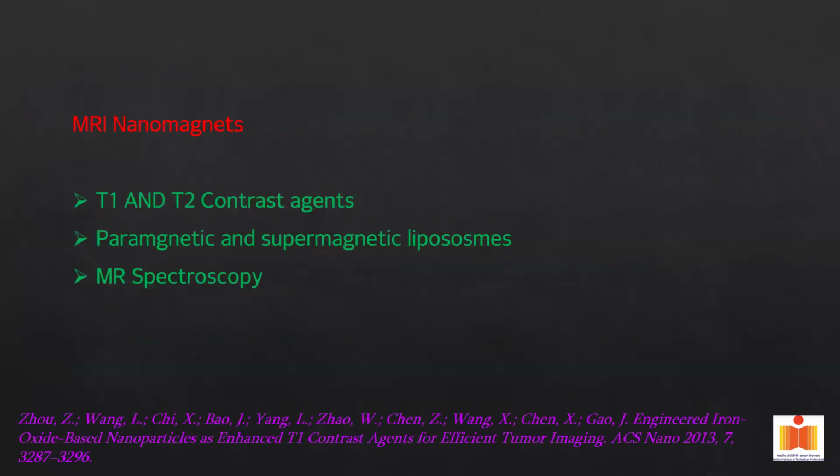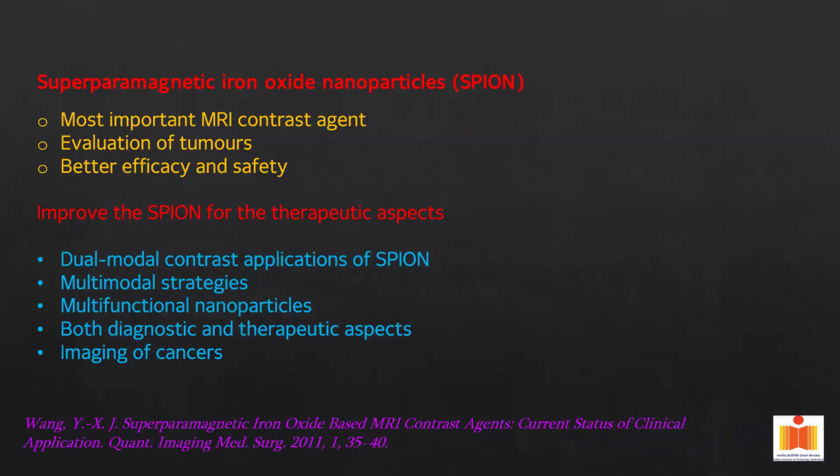So nanomagnets are used as paramagnetic and superparamagnetic agents, and you have T1 and T2 contrast agents and MR spectroscopy. So a lot of stuff is there, a lot of research is going on in all these things. Next, please. So SPION we have seen. It is simply related to MR contrast, evaluation of tumors. It has a better efficiency and safety.